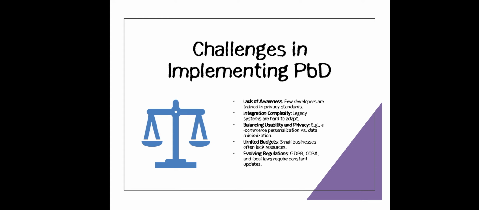Then the second one is integration complexity. Legacy systems are hard to adapt. Now we are moving to UEFI systems that are okay with privacy by design implementations, but if we go to fourth generation and backward after that, the hardware is too difficult to adapt to privacy by design options. So this is a big challenge for implementing privacy by design.